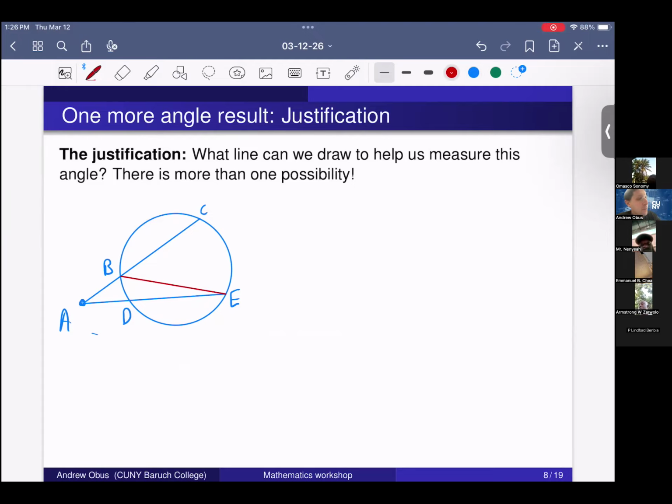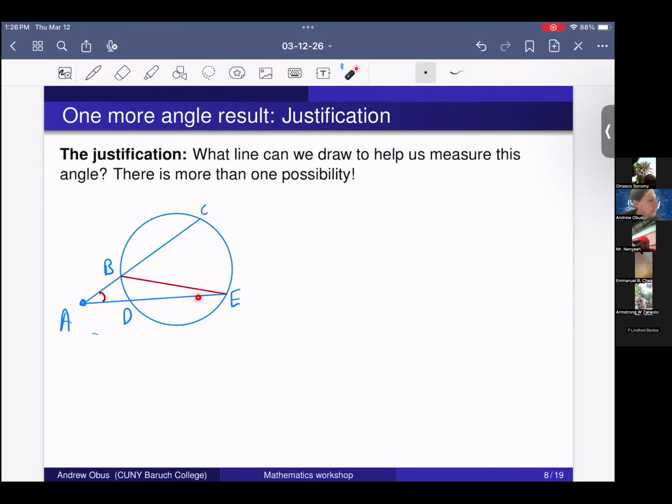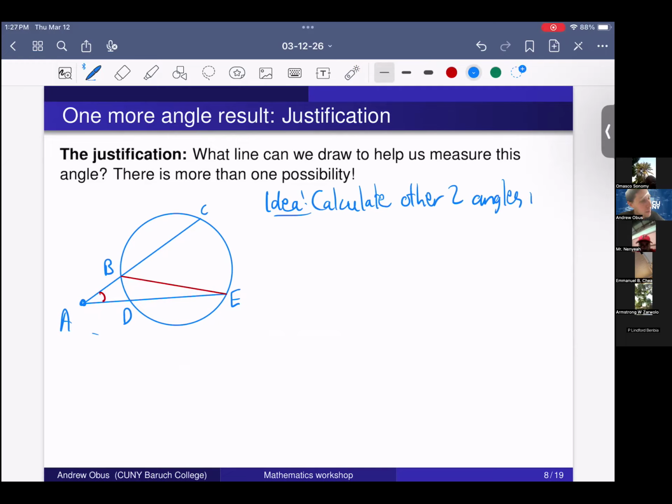I'm going to draw line BE, right? And remember, this is angle A. This is what we want to find out. Okay, so let's say I draw line BE. Well, what do I have? Now this A is in a triangle, right? And if I can figure out the other two angles of the triangle, then I win. So the idea is to calculate the other two angles in triangle ABE.